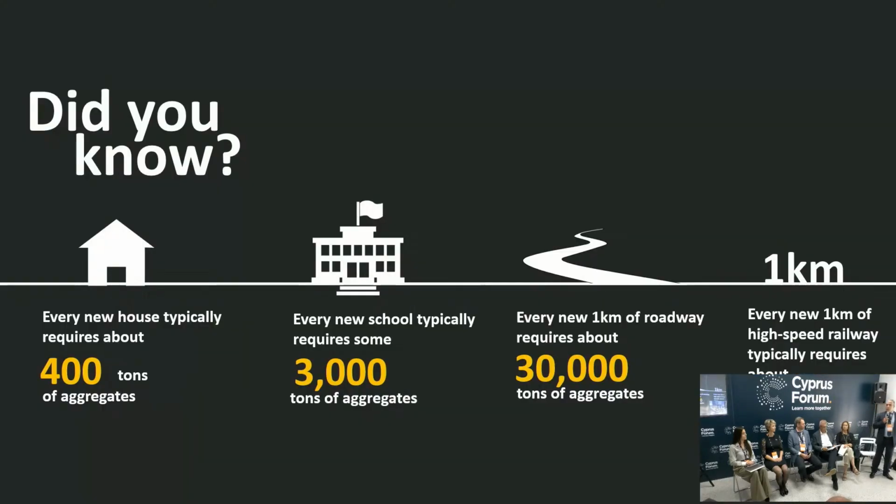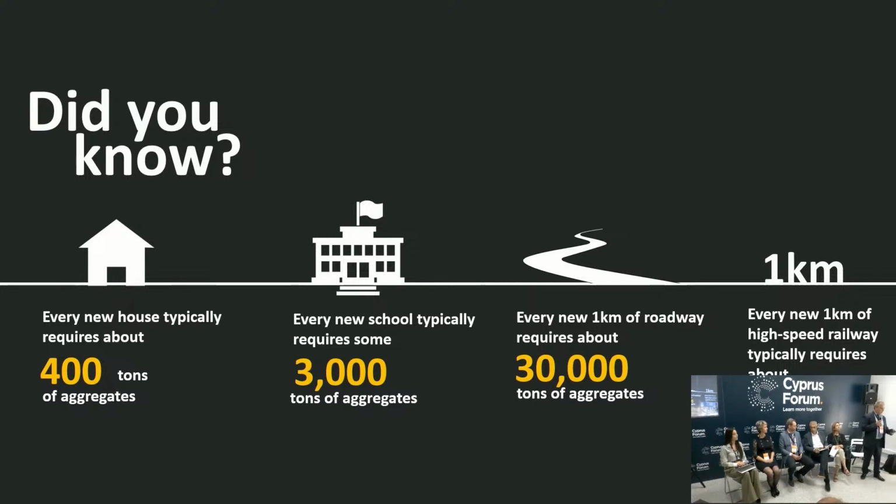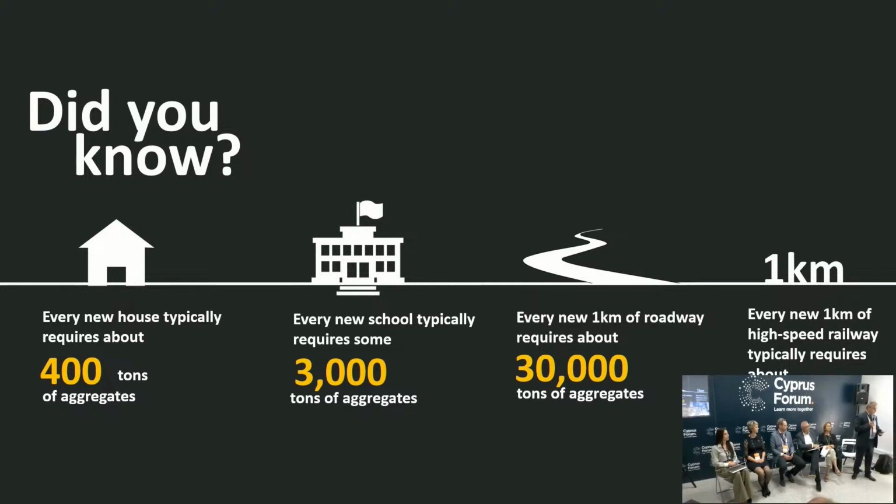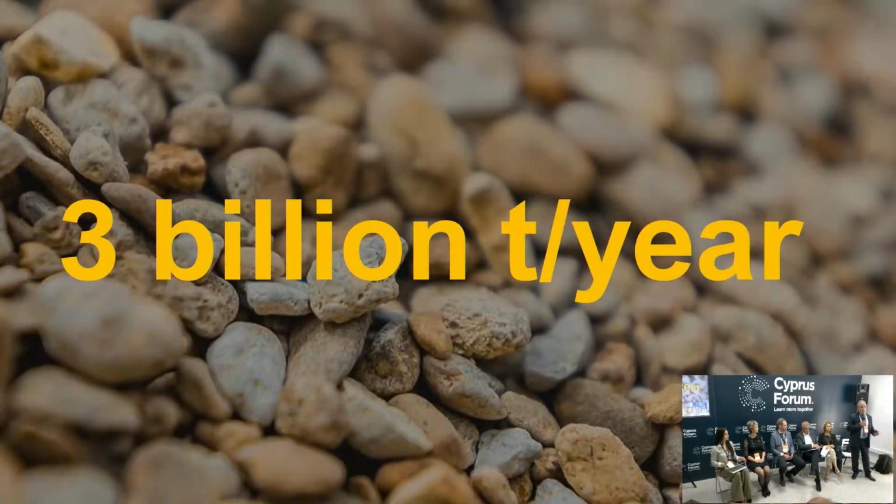So, do you know that in order to build an average house, we need around 400 tons? For an average school, we need around 3,000 tons. For every kilometer of motorway, we need around 30,000 tons. And for every kilometer of railway, we need around 9,000 tons. So, all this infrastructure in Europe and the rebuilding of various disasters, we need 3 billion tons per year.